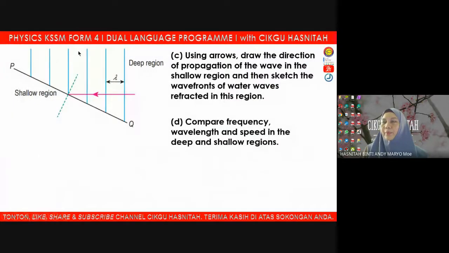Okay, now get back to this diagram. Now using an arrow, draw the direction of propagation of the wave in the shallow region, and then you have to sketch the wavefront of the water wave refracted in this region. When you are dealing with refraction of waves, sometimes you cannot run away from drawing or sketching the propagation of the wave involved. So how to draw? Our wave is propagating from deep to shallow region.